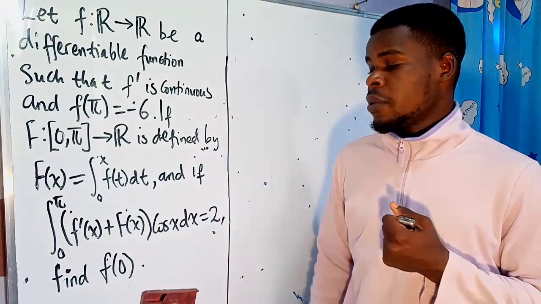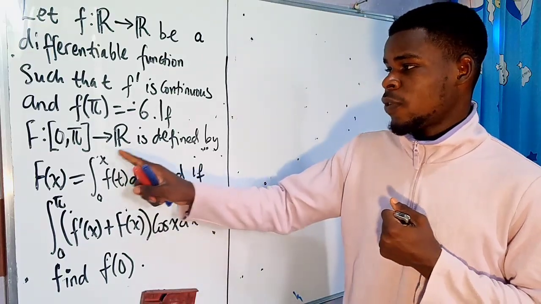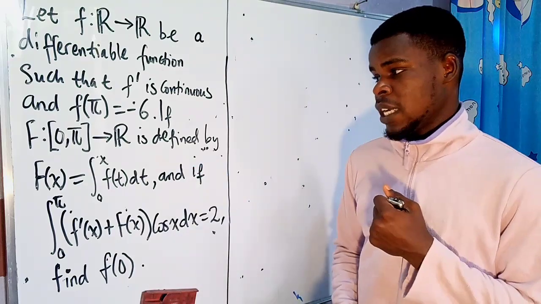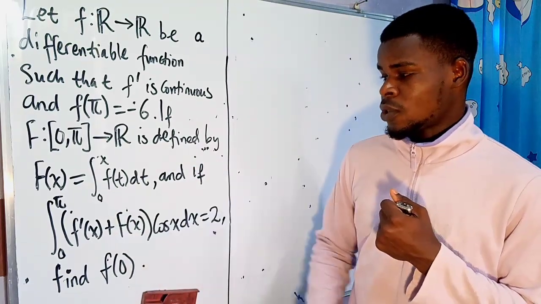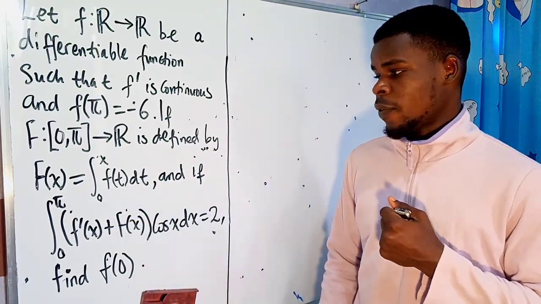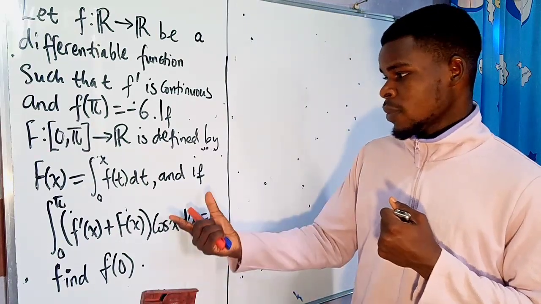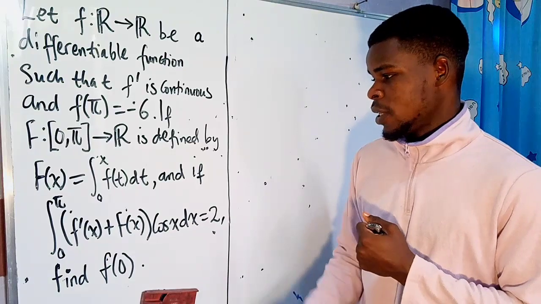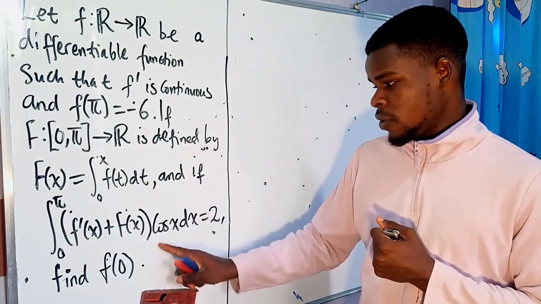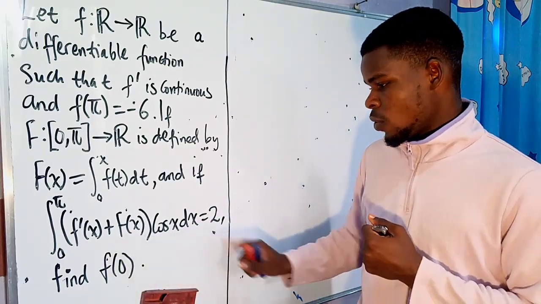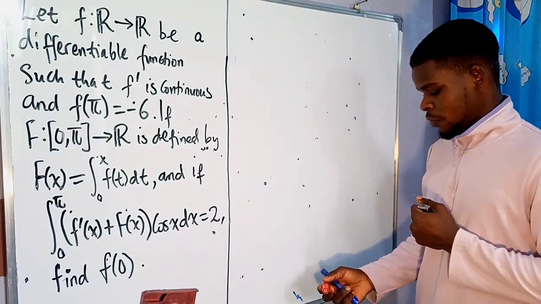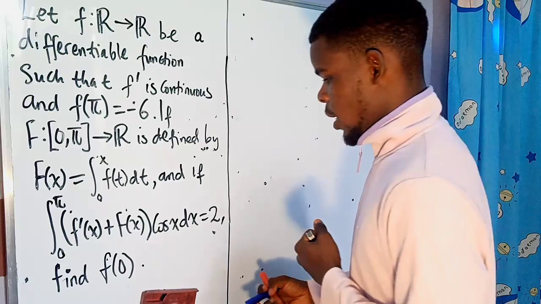Then we are given big F to be a real-valued function defined over the closed interval from 0 to pi, and big F is defined as the integral from 0 to x of little f of t dt. That means if we integrate f of x, we're going to have big F of x. That's just what we mean. And if this integral here is equal to 2, then we have to find little f of 0. That's exactly what we're going to do.